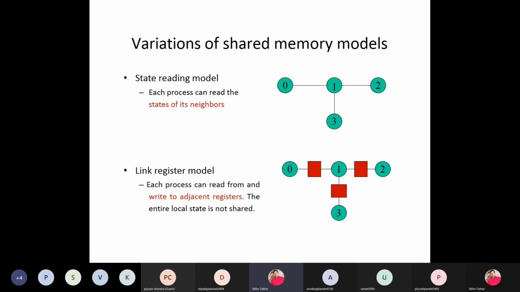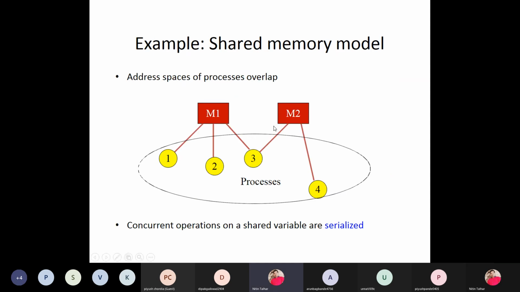So what does it mean? It means this is possible in a distributed network. A distributed node may be dispersed anywhere in a network, but the address space can be shared. It doesn't have any limit. So M2 can be shared with process number 2 also, and M2 can be shared with process 1 also.